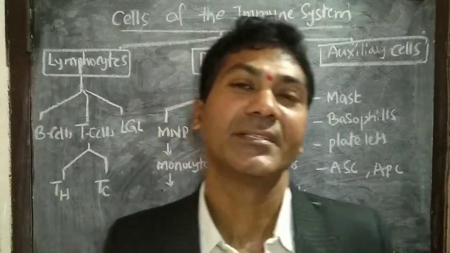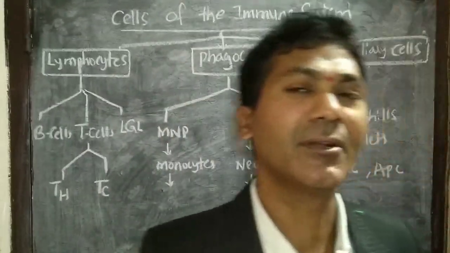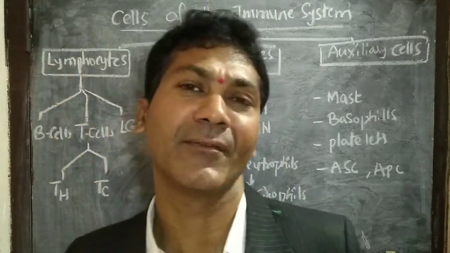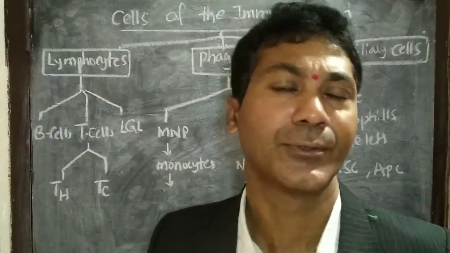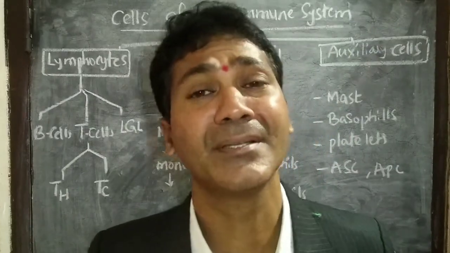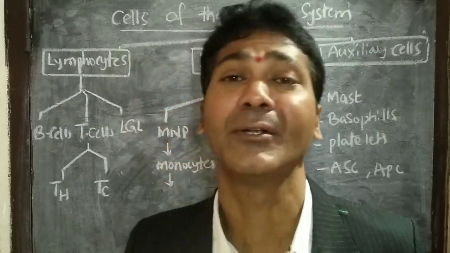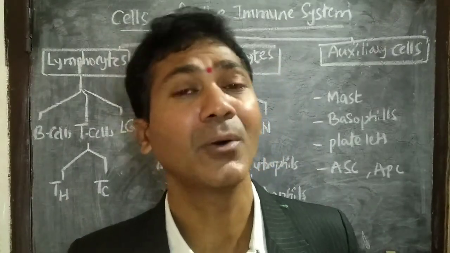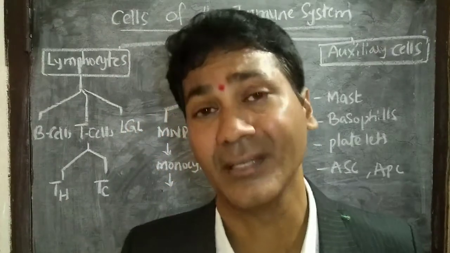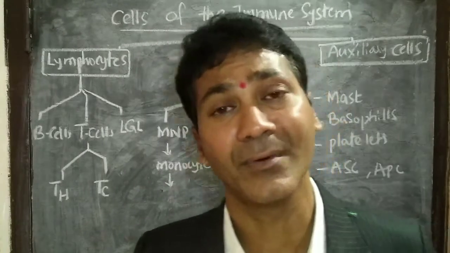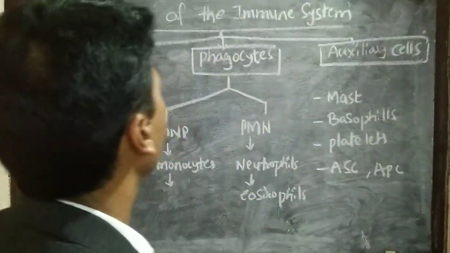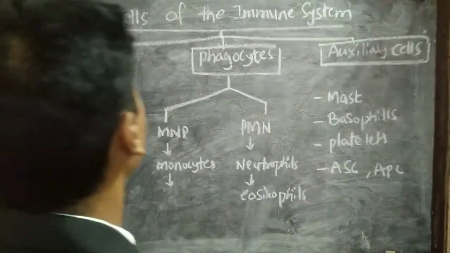Cells of the immune system. In any immunological response, the immunological cells play a vital role. So, to understand how an immune system works, we need to learn what cells are present in it, what their functions are, and how they work in the immune system. So, let us discuss today the cells of the immune system.